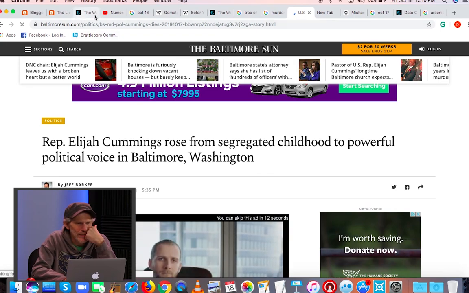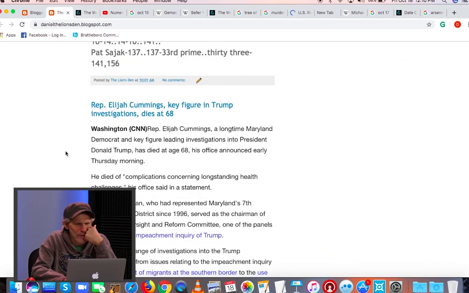So anyway, I have it here on my blog. You can go to my blog, danielthelionsden.blogspot.com. So Rep. Elijah Cummings, a longtime Maryland Democrat and key figure leading investigations into President Donald Trump, has died at age 68, his office announced early Thursday morning. He died of complications concerning long-standing health challenges, his office said in a statement.